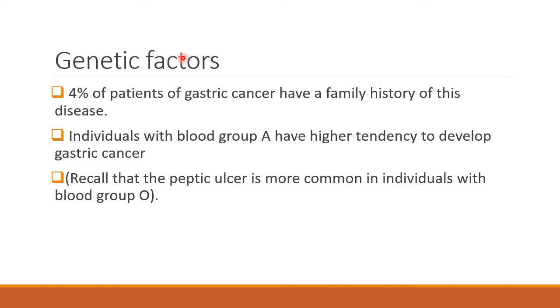Then genetic factors. So 4% of the patients of gastric cancer have a family history of this disease. And individuals with blood group A have a higher tendency to develop gastric cancer. And recall that peptic ulcer is more common in individuals with blood group O. So this explains the genetic factors.